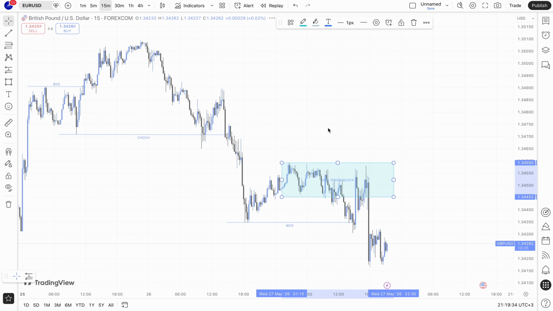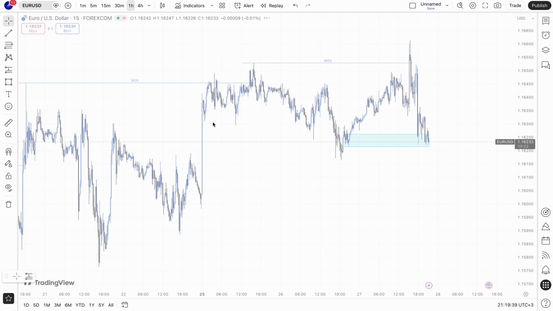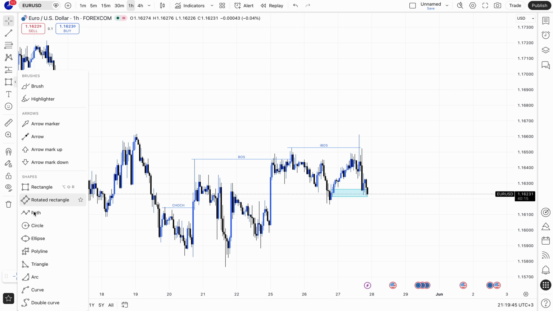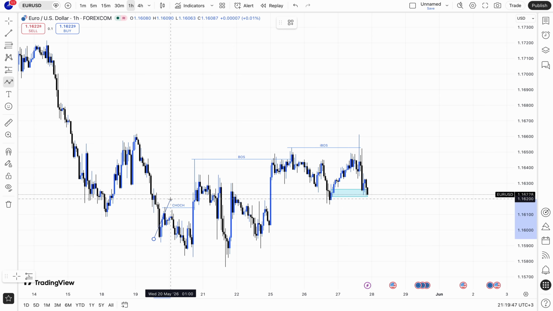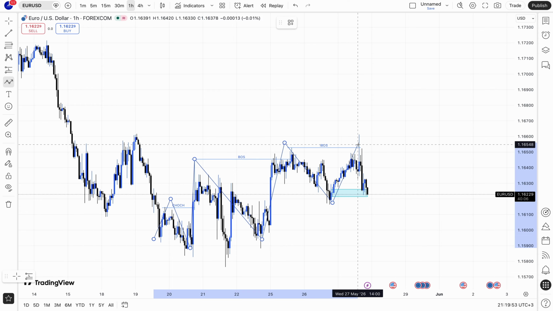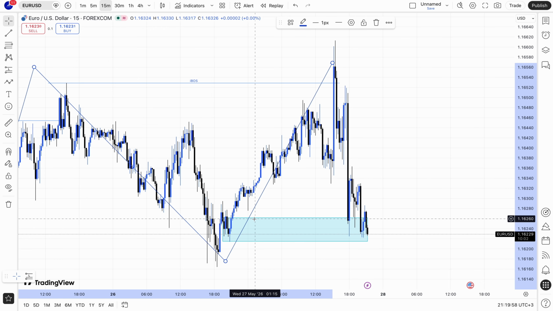Then on EU, you can see that on external market structure, the price is moving up. We had a change of character, then a breakout structure to the upside continuation. You can see it from here. This was a breakout structure, then change of character, then a breakout structure to the upside. Then we moved to 15 minutes, our breakout structure to the upside continuation.